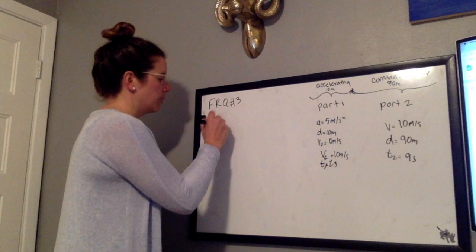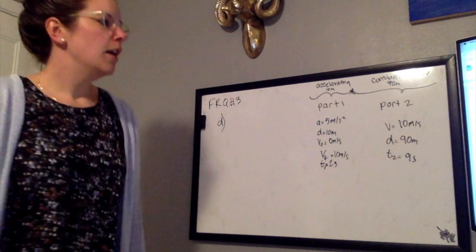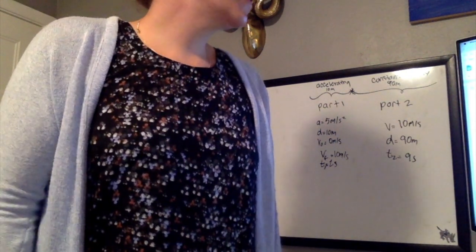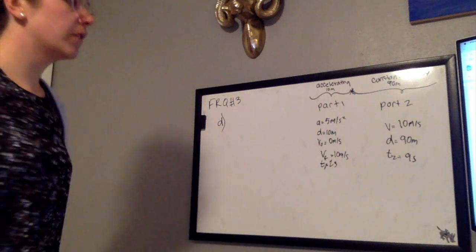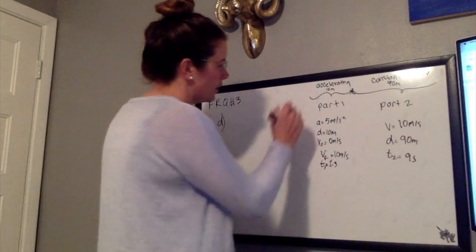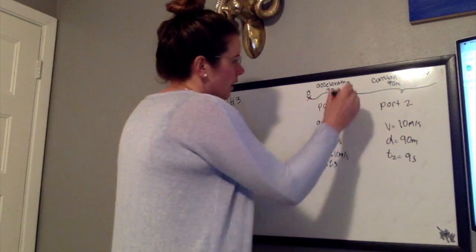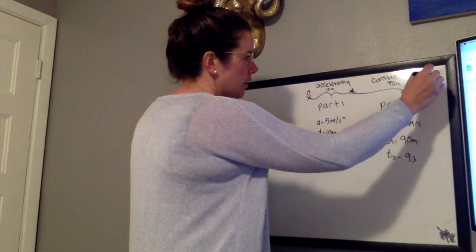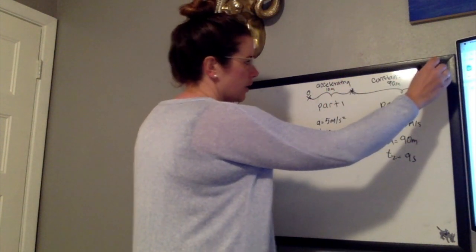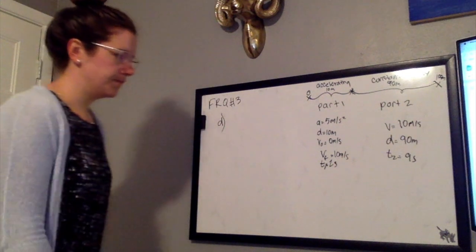All right, here we go. Part D, graphing. On the axis provided, draw the displacement versus time curve for the sprinter. So displacement here, he starts at 0. Here he gets to 10 meters. Here he gets to the whole 100 meters. Remember, this is 90 meters though.